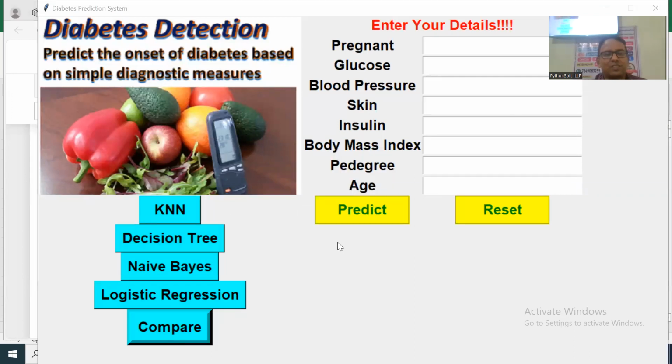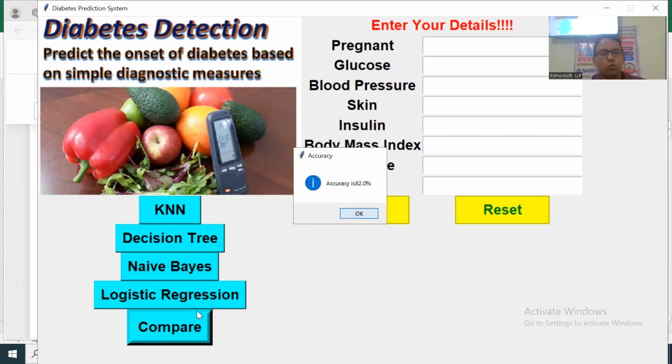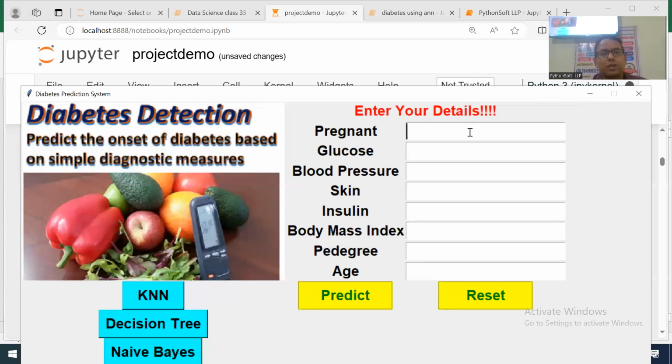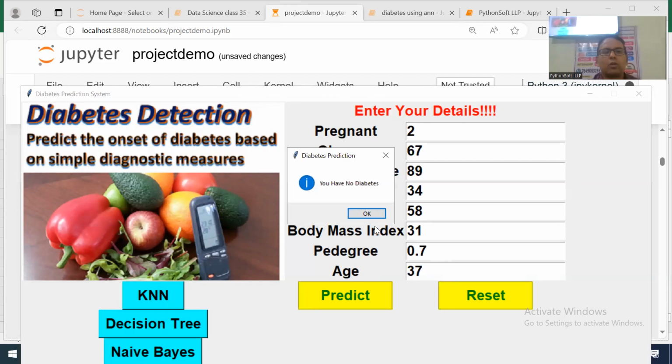Here the accuracy is 77. Here we have used several models, because KNN is 82% accurate. Which one? Logistic regression, another algorithm. So I'll give some data here: pregnant 2 times, glucose 67, blood pressure 89, skin thickness 34, insulin 58, body mass index 31, pedigree 0.7, age 37. Predict. You have no diabetes.